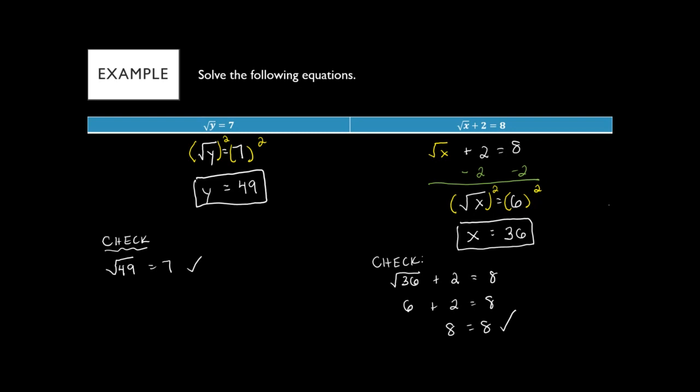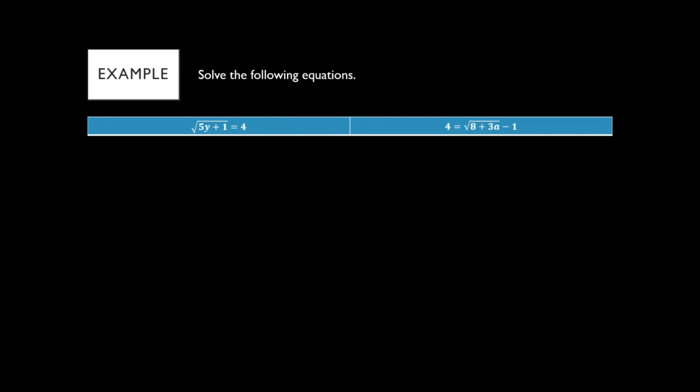Okay. So now we're getting a step up here. These are going to be more complicated because now we have more things inside the square root. So on the left, I've got the square root of 5y plus 1 equals 4. So I'm going to just rewrite that. And we do have the square root by itself, so we still square both sides.